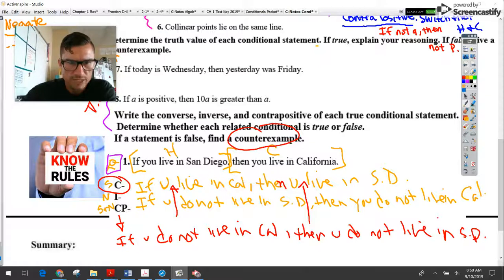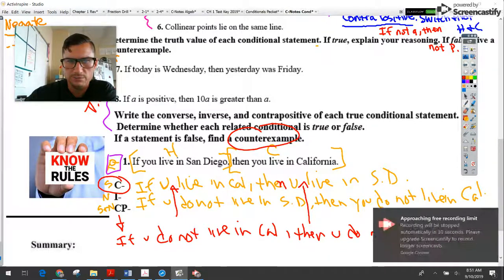The next one, if you don't live in San Diego, then you don't live in California. Counterexample could be San Diego, I'm going to make it up, Montana. Just know that we live in a big world, and the only San Diego is not in California. There's other ones out there. So just think not in the box, but there's more than you know of whatever city you're living in.